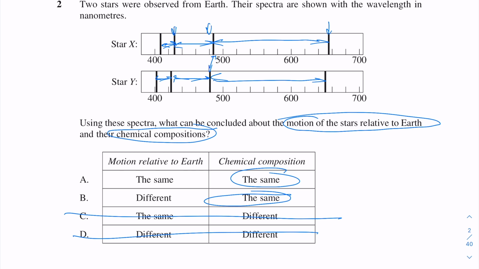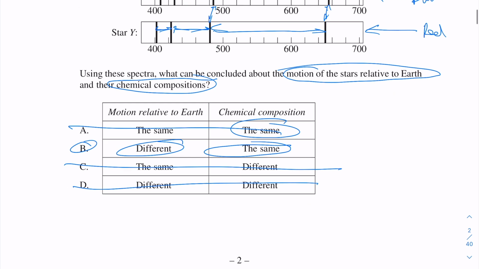All that matters is there is this slight variation in the wavelengths, even though they are the same chemical composition. Either this has been shifted towards the blue shift, or this has been shifted towards the red, the infrared. And therefore, we see that the motion relative to Earth is different because they're slightly off each other. Therefore, it's B. It can't be A because it's not the same.